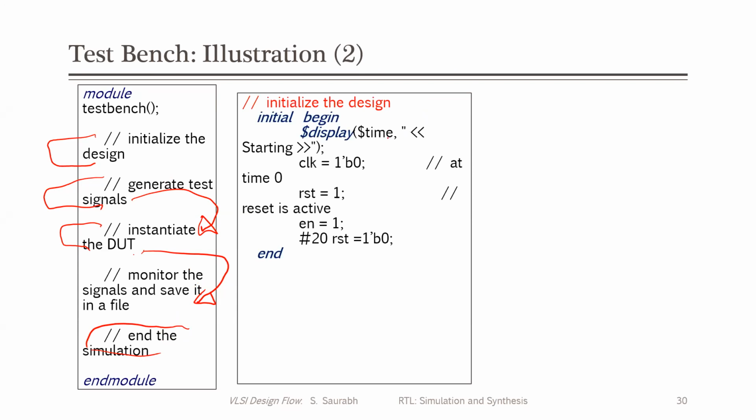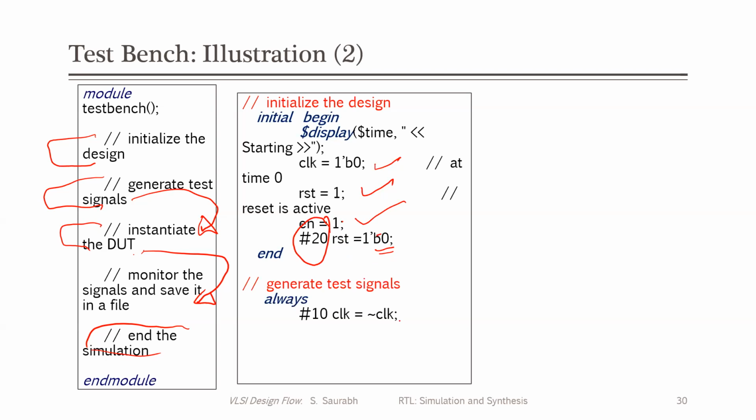First we initialize our design. We say that my clock is 0 and my reset is 1. I'm asserting reset, it is becoming active, and therefore the counter output will be 0000, right? We make enable 1 throughout the simulation, and then after 20 time units we say that reset is deasserted. Now the enable is active and reset is inactive, right? So this is how we initialize our design.